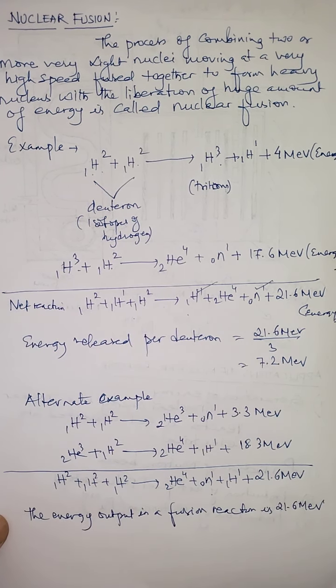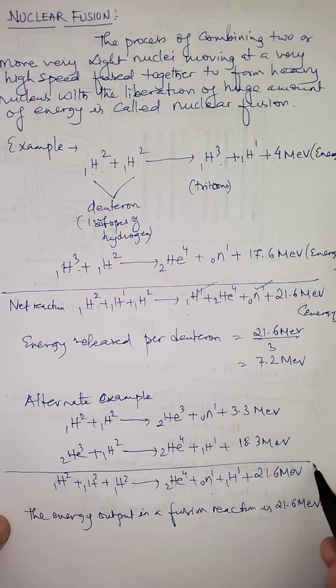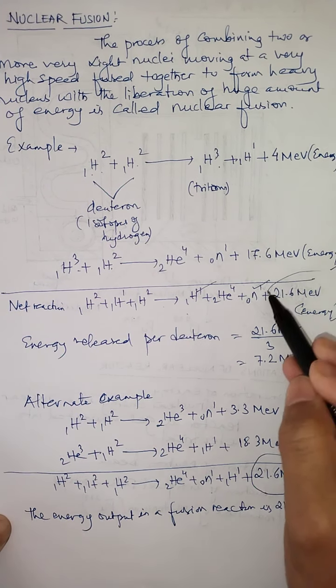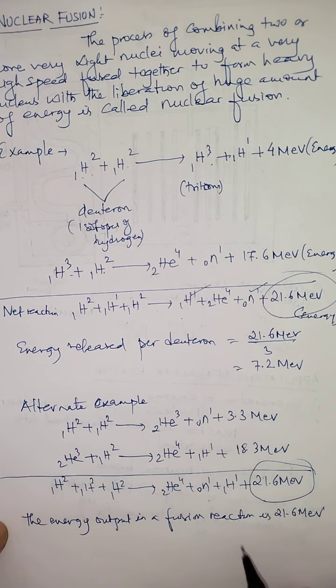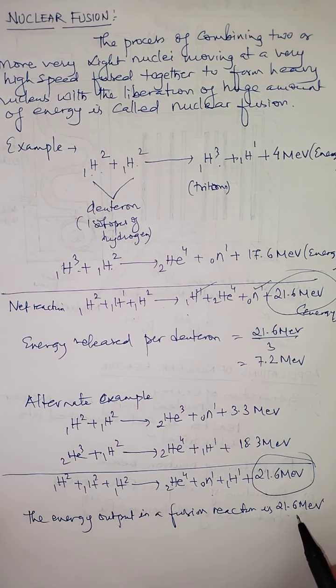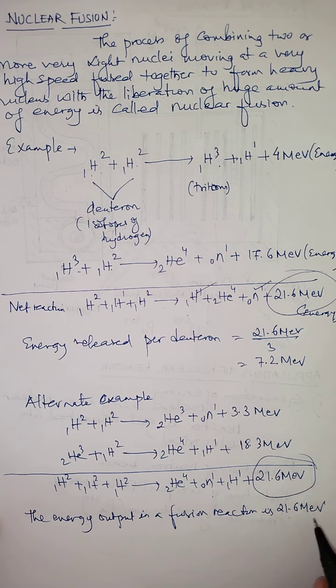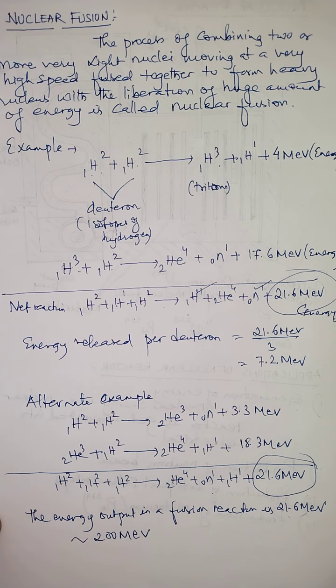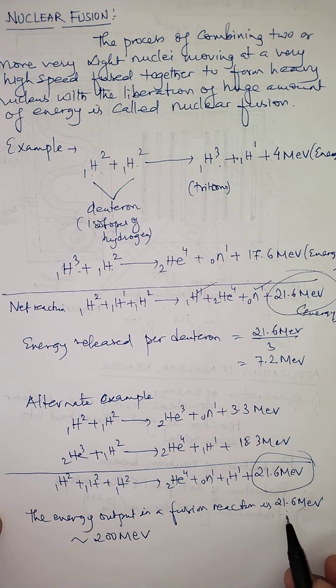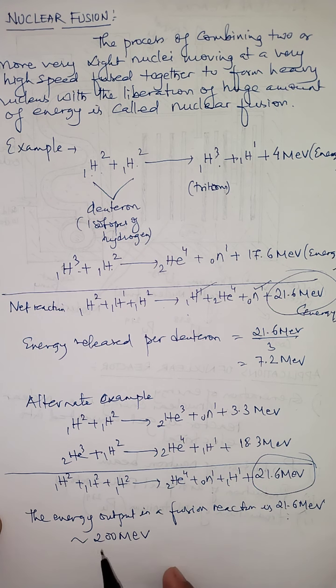Now children, one thing we can observe in this reaction is the total energy released in a fusion reaction, that is 21.6 mega electron volt. This energy output in a fusion reaction is very much less if you compare it with the energy released in a fission reaction. And you know, in a fission reaction 200 mega electron volt was released. So 21.6 mega electron volt is much less compared to the energy released in the fission reaction of uranium, that is 200 mega electron volt.